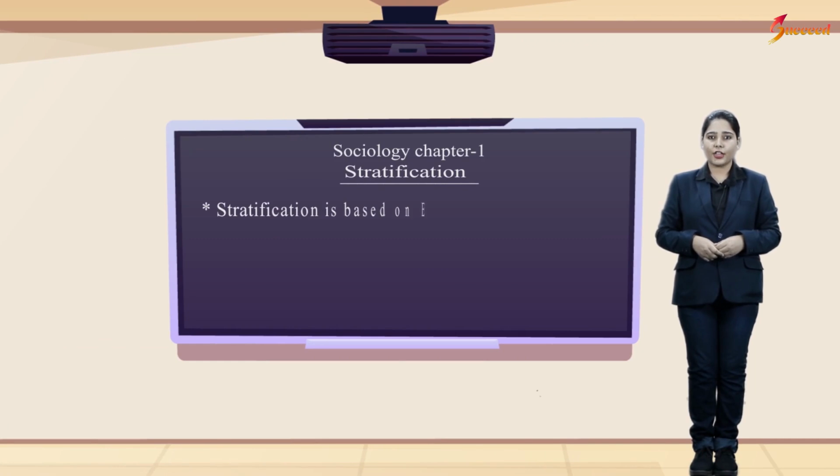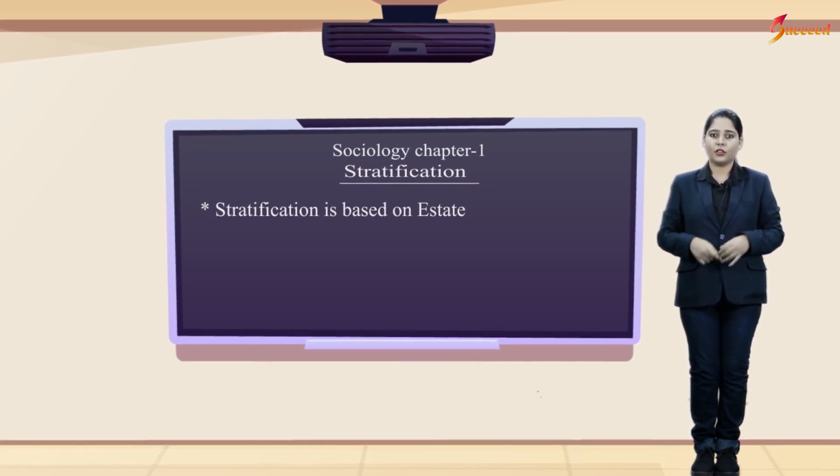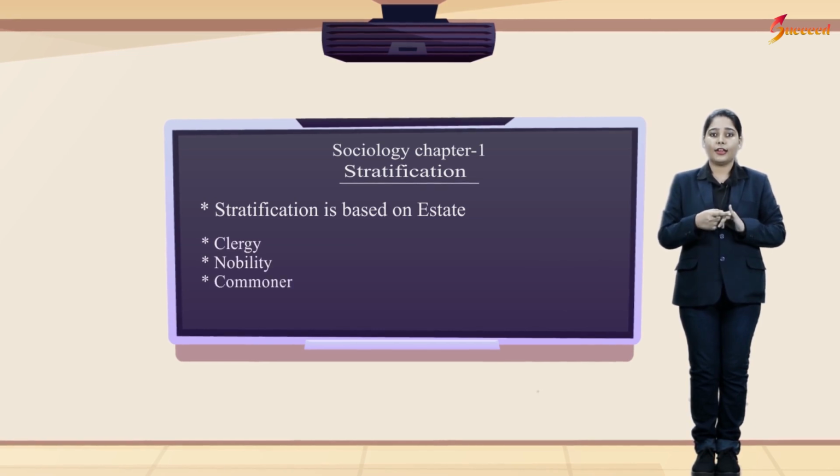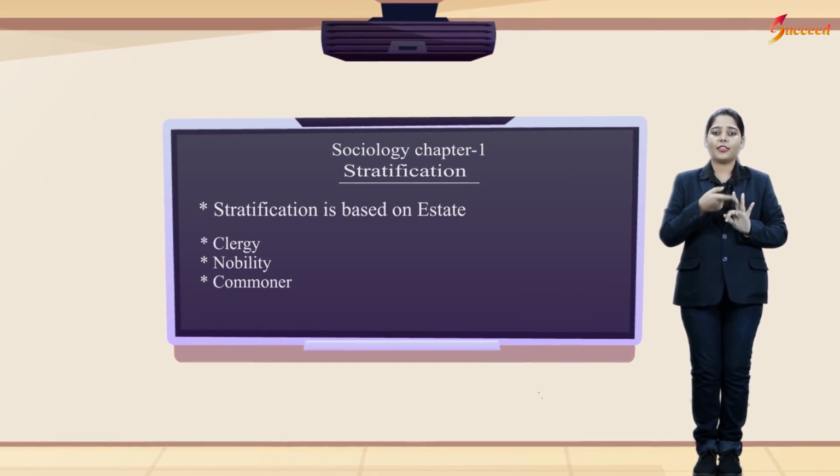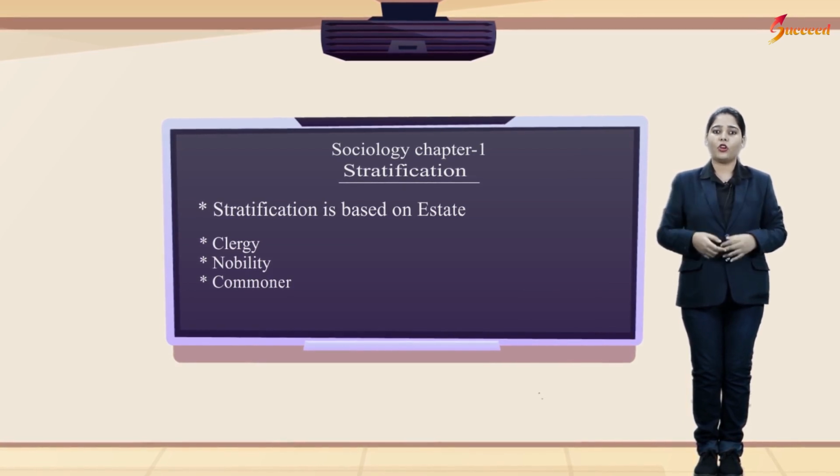Third, stratification on the basis of estate. Before the French Revolution, French society was divided into three estates. First, clergy. The second estate was nobility. And the third estate was commoners.